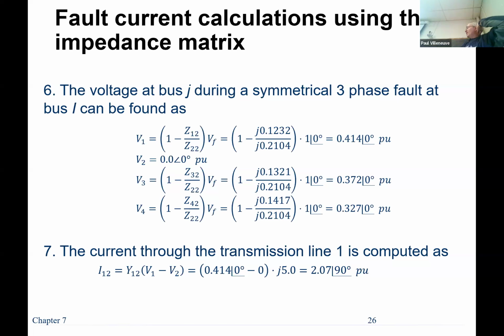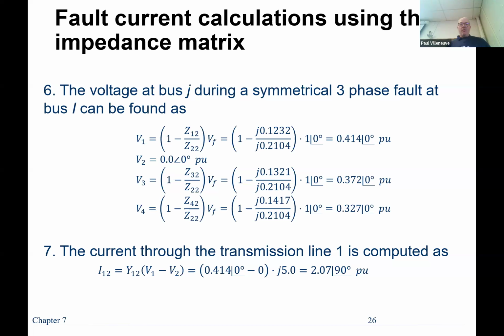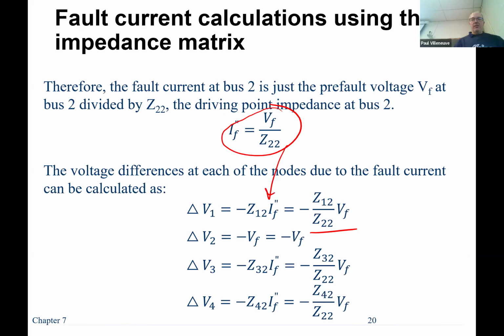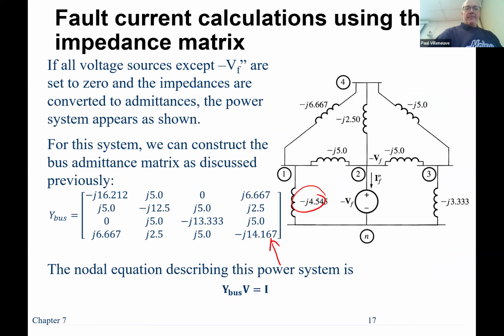And now if I want to get the current transmitted through the transmission line between bus 1 and 2, I'm getting 2.07 amps, as opposed to the pre-fault current, which is 4.753. So now what I've got to do is I'm going to get in the fault, I'm going to get 2.07 amps over here, right?